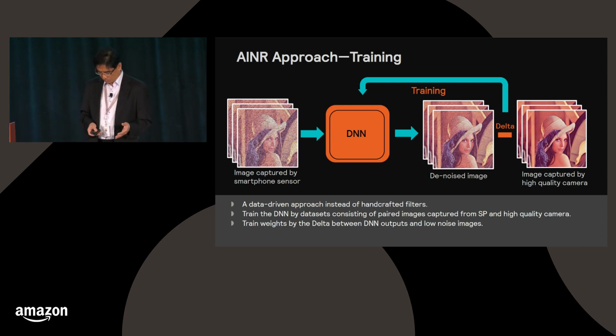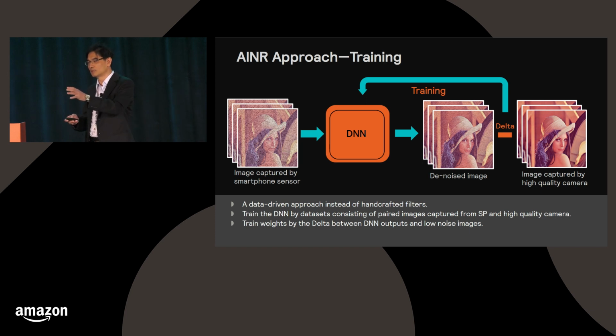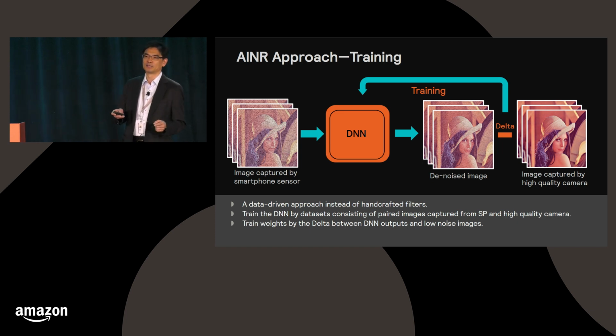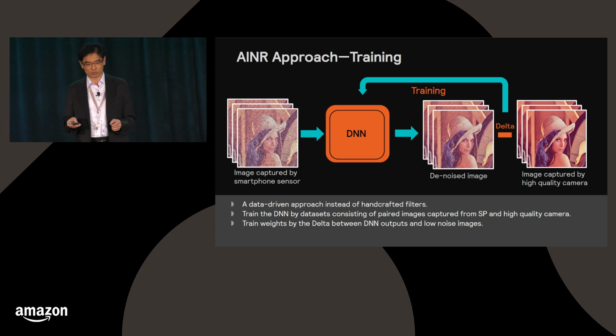To do this, we select a deep neural network. Then we start to train it. We needed to build a database consisting of pairs of images. One is from the smartphone you want to design. The other is from a high-quality camera with much lower noise. Then we start to train the parameters of the neural network.